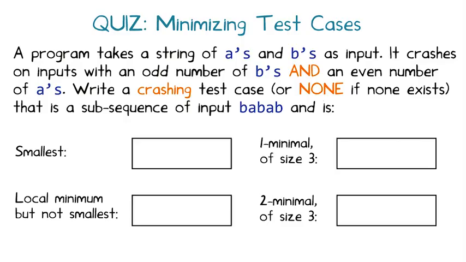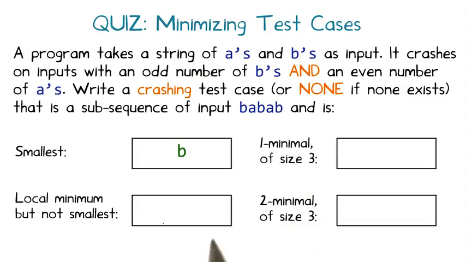So we start by considering subsequences of size 1. The only input of size 1 with at least one B is the string consisting of just B. This subsequence fails the test. It has one B, an odd number, and 0 A's, an even number. Since B is the smallest possible failing subsequence of BABAB, it is the global minimum failing test case.